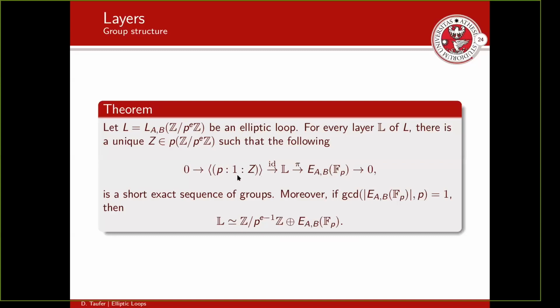So we have, again, as before, a large kernel here, which has size p to the e minus 1. And then we have the projected curve. So again, if the curve is not anomalous, then we can use the splitting lemma and characterize the group structure of this layer. So every layer of a non-anomalous curve is cyclic. That's a good point for us.